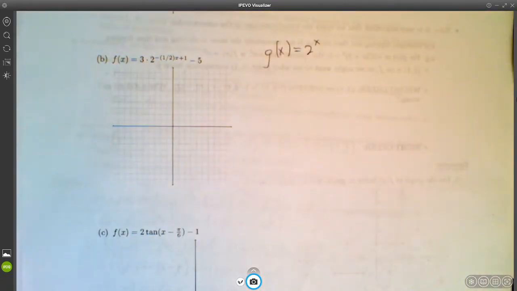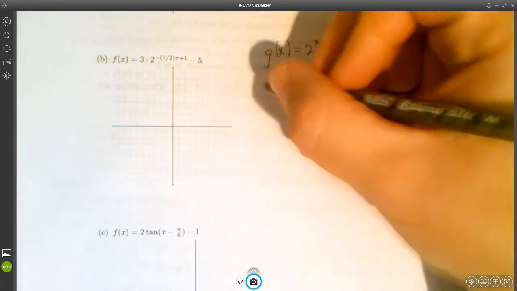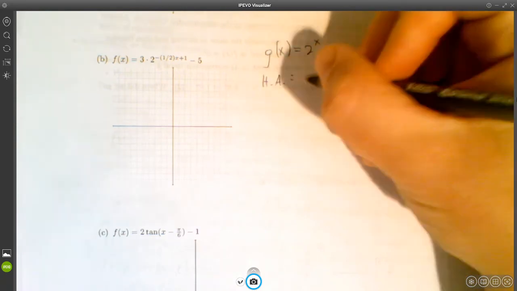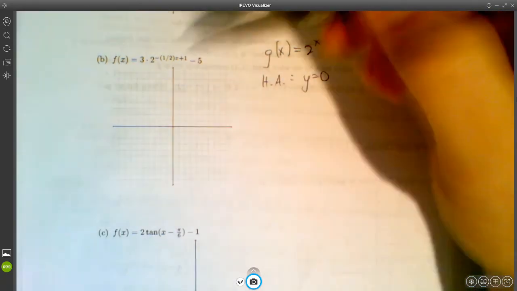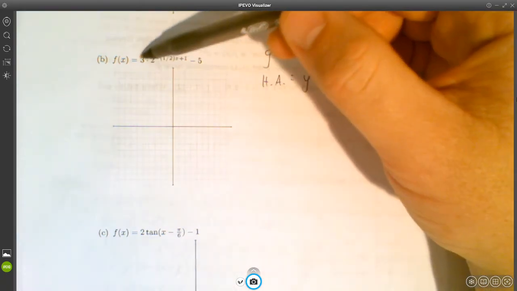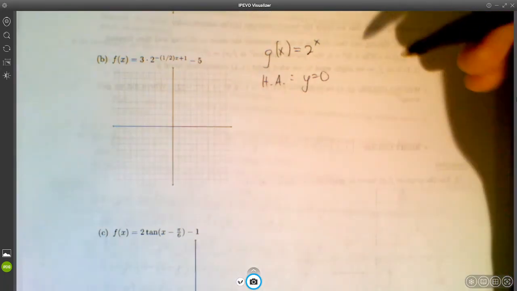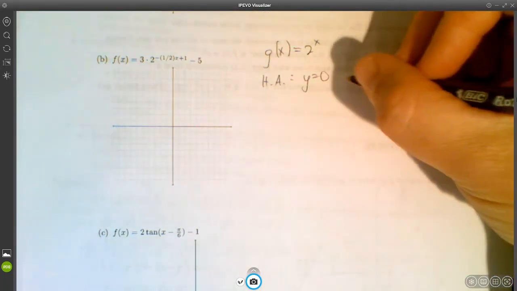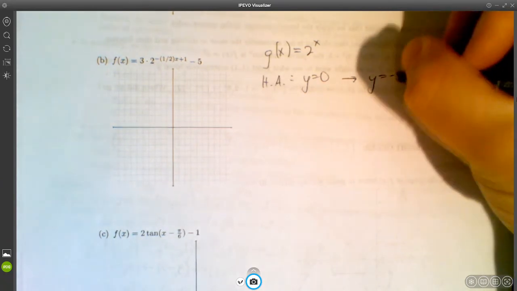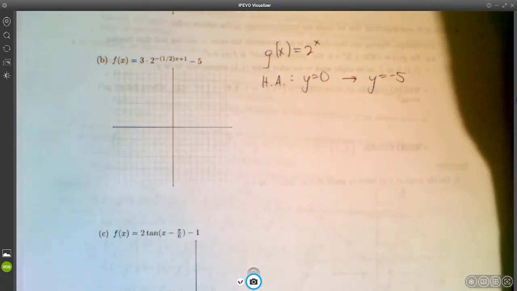Okay, part B. We have this crazy exponential function. Oh man, that's crazy. But its parent function, g of x, is 2 to the x. So a couple things. First of all, this thing has a horizontal asymptote at y equals 0 usually. But I'm going to multiply that by 3. Well, I still get a horizontal asymptote at 0. And then I'm going to subtract 5, right? So really this is going to end up at -5. My horizontal asymptote is going to end up at -5.